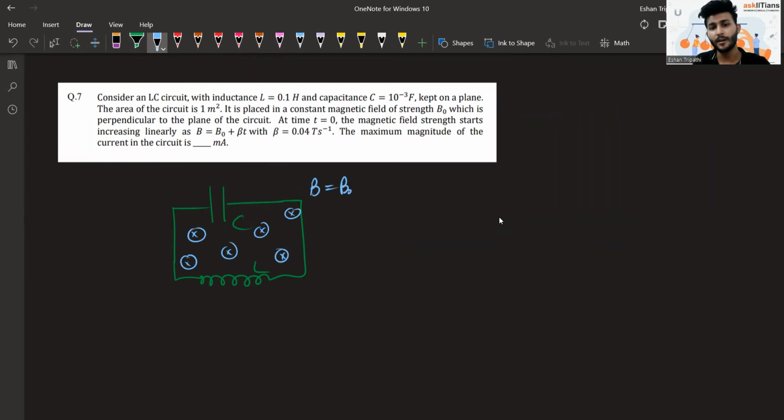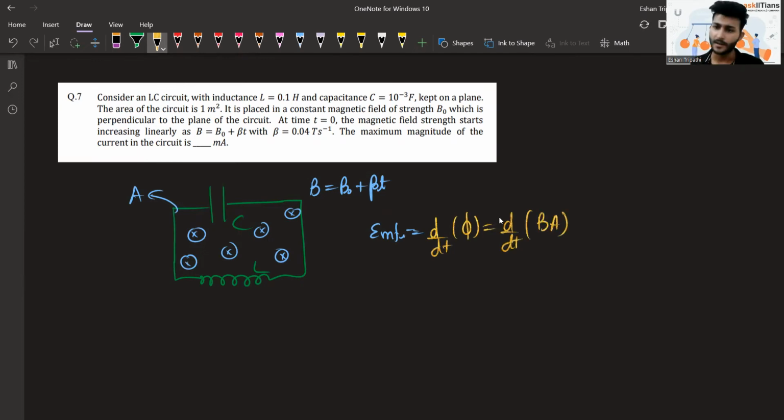And this B is B naught plus beta into t. So as soon as we see the magnetic field is changing with time, we know there must be some electromagnetic induction taking place. So area is given, magnetic field is given, so we can find out the induced EMF using Faraday's law. Induced EMF is going to be the rate of change of flux. What's the value of flux? Flux is B into A. When you differentiate it, constants will go away, and only the term with t in the coefficient will be left. So this will come out to be beta into A. Beta into A comes out to be the induced EMF.